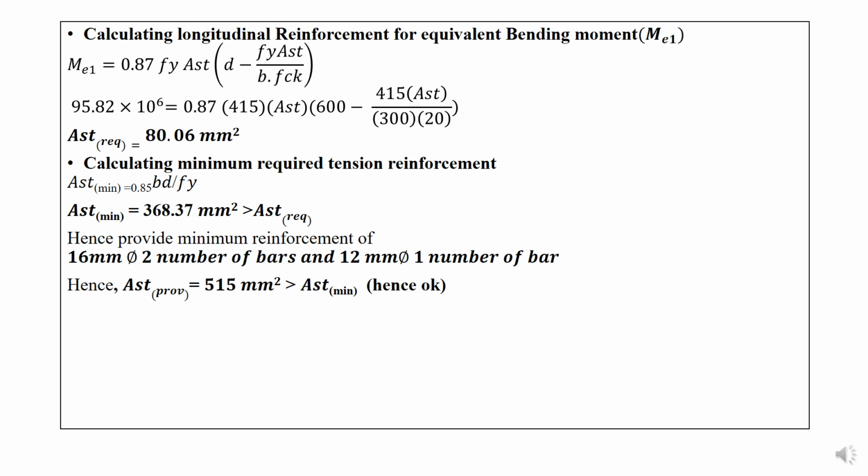So we have substituted 16 mm diameter torr steel bar, 2 number of bars, and 12 mm diameter torr steel bar, 1 number of bar. So we give AST of 515 mm square. Now this is an under reinforced section since we have designed steel for ME1. Okay, so yes, it is under reinforced too.